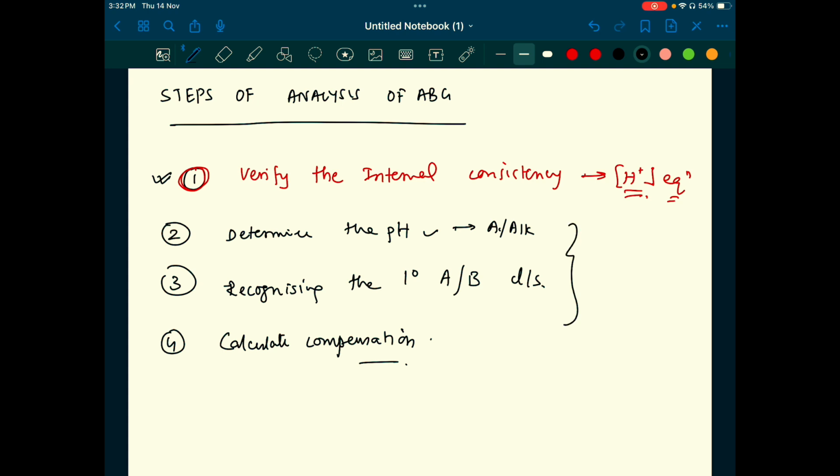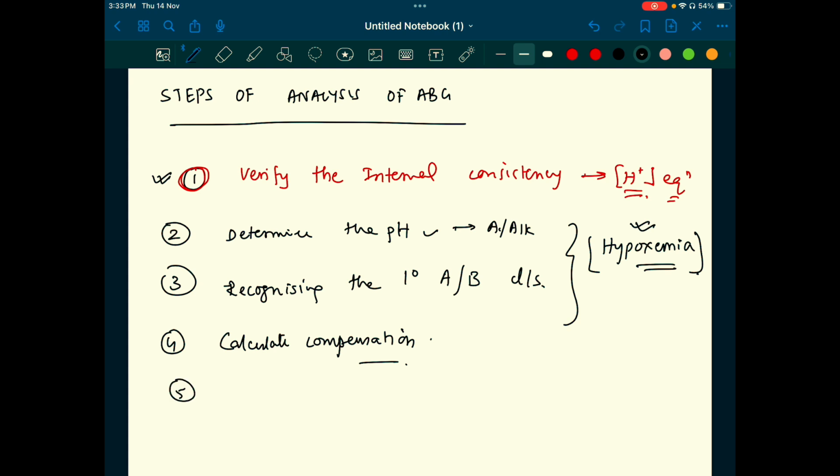Before all this, you can add that we have to see hypoxemia also. That is one of the first things that we do: we look at the PO2 to see the hypoxemia. That is the different part of the blood gas, but right now we are dealing mainly with the pH. I am going to talk in detail about the hypoxemia part and the AA gradient later. So fourth is calculate compensation.